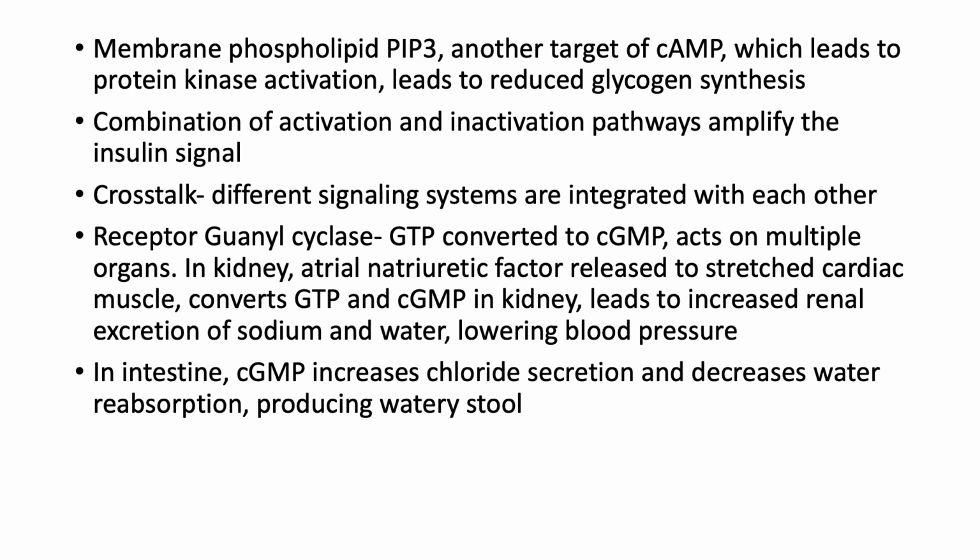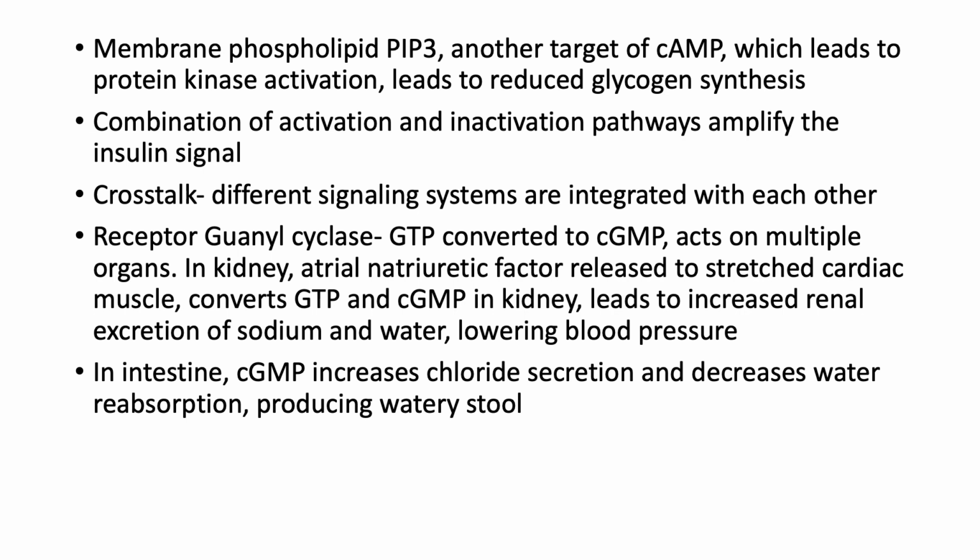We also have crosstalk where the signaling systems are integrated with each other. So one example is receptor guanylyl cyclase, where GTP is converted to cyclic GMP, and this acts on multiple organs. So in the kidney, you have atrial natriuretic factor, and that is released to stretch cardiac muscle. It's a laboratory analyte that's correlated to stretch of cardiac muscle, which is a component of congestive heart failure.